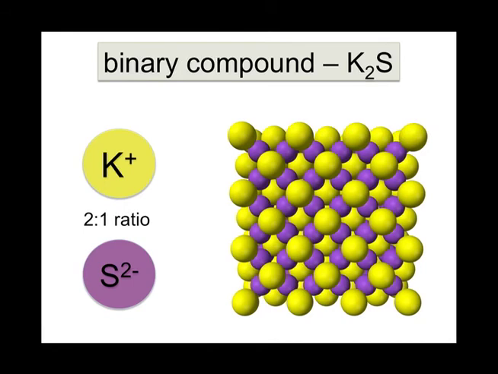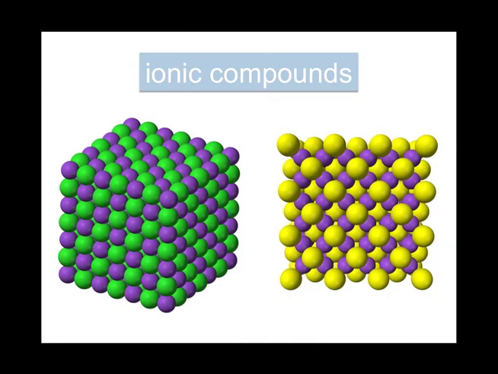Here we have a +1 cation and a -2 anion, so there must be twice as many cations as anions to generate a neutral compound. If an ionic compound is made of just two elements, it is called a binary ionic compound. And now we know a bit about ionic compounds.